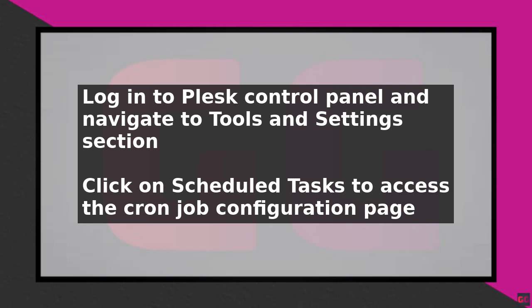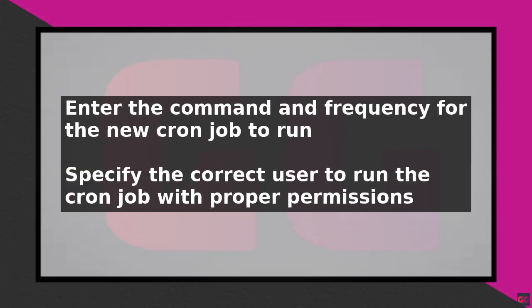To create a new cron job, click on the Add Task button. You will be prompted to enter the command you want to run, the frequency at which it should run, and the user who should run it. The command can be any executable script or command line instruction, such as a PHP script or a system command.